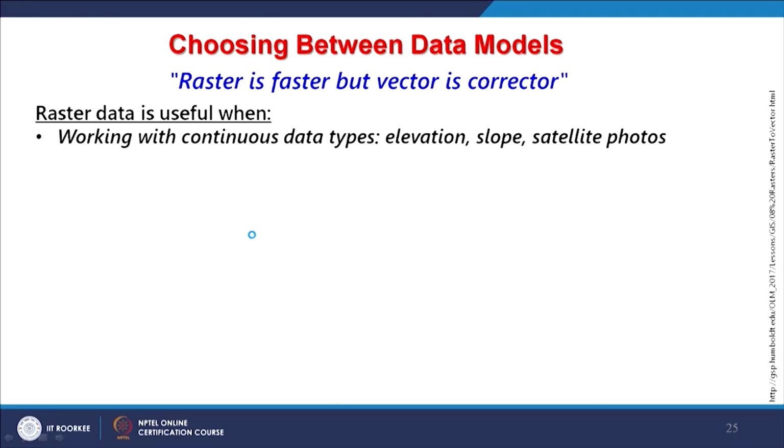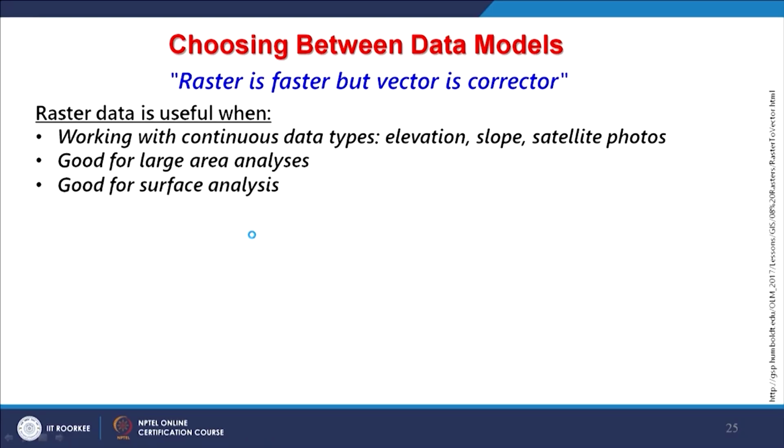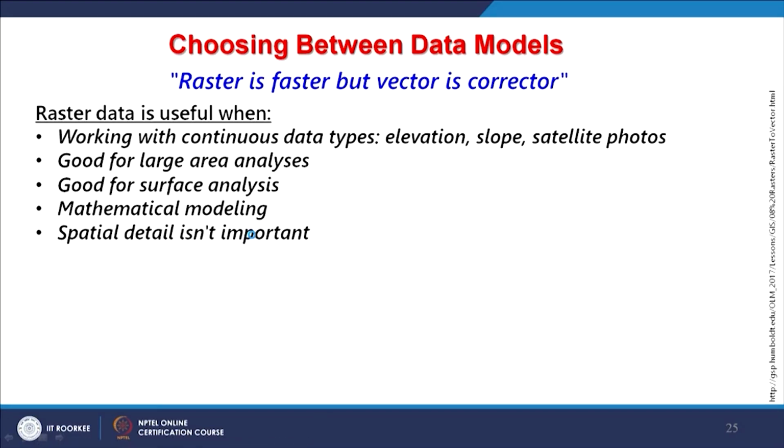So, raster is useful when working with continuous data types, for example elevation, slopes, satellite images and so on. It is good for large area analysis and surface analysis, because a raster by nature represents a surface. That surface may be an elevation surface, a pollutant surface, a soil surface and so on. And for mathematical modeling, because it is a 2-dimensional array, all those modelings are easy to perform. If spatial details are not important, then it is fine.